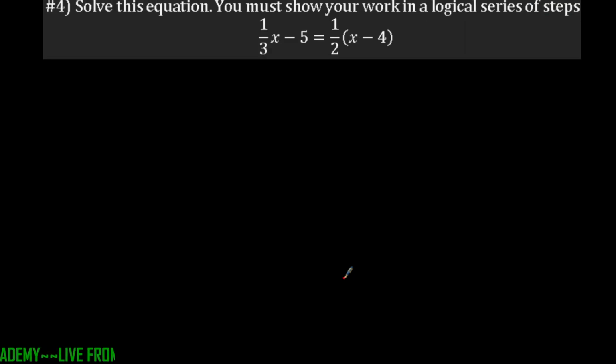Alright, flipping to the back for number 4, it says solve this equation, and it says you must show your work in a logical series of steps. So what we're going to do is use those inverse operations to solve for x, which are the ones I'll do in red. First I'm going to multiply both sides by 6. And you're probably wondering why I'm multiplying both sides by 6. Well, if I look at my two fractions here, both of them would go away if I multiply both sides by 6, since that's the least common multiple.